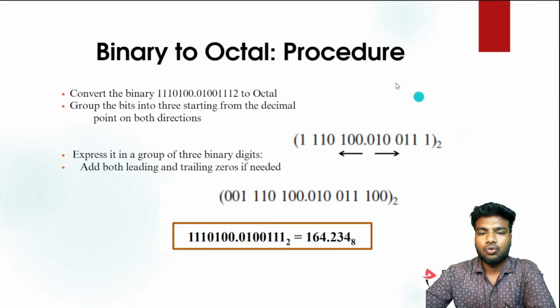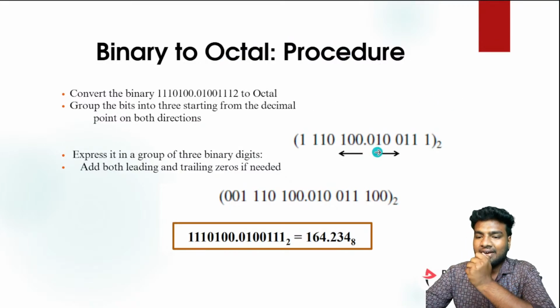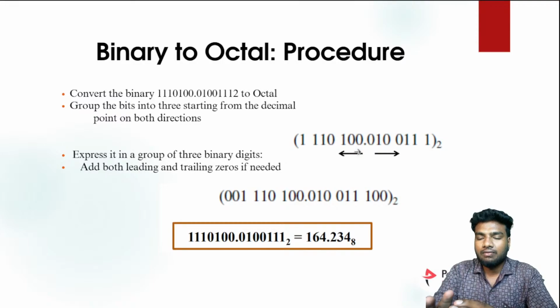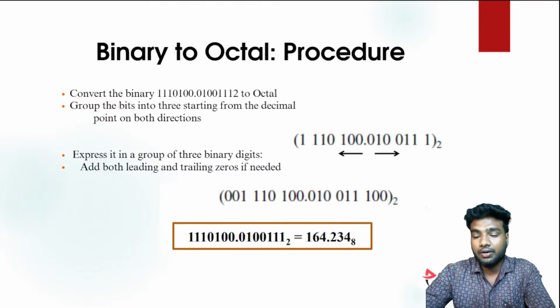So then we'll move to binary to octal. Same thing we have to follow. We have the binary numbers, and we have to group by 3. Just keep in mind that if you are converting binary to octal or octal to binary, group the binary values by 3 bits. This is a shortcut method you have to keep in mind.